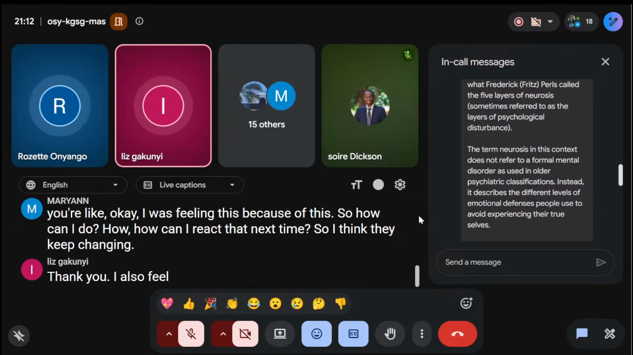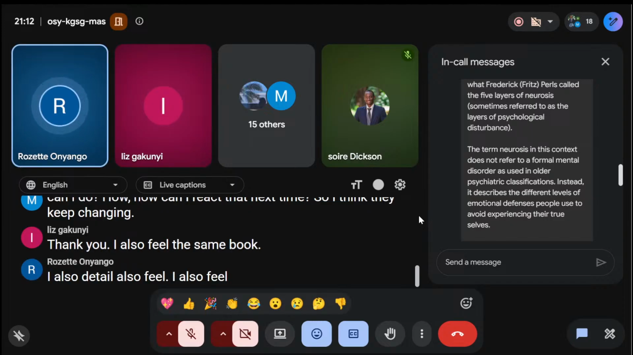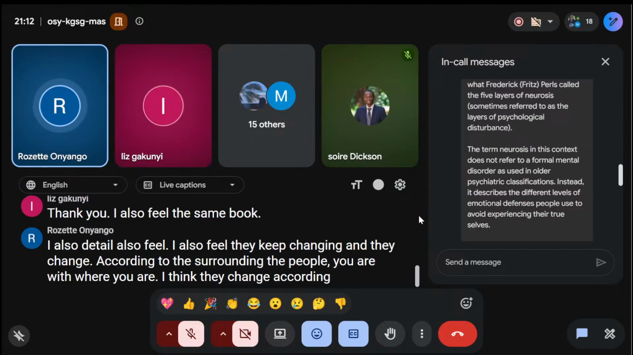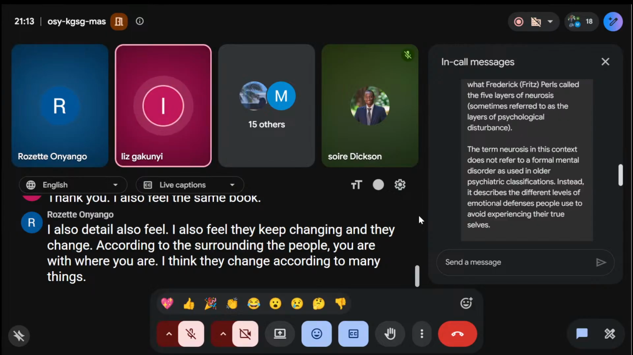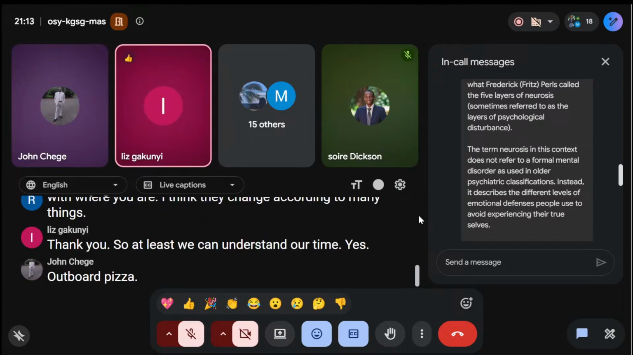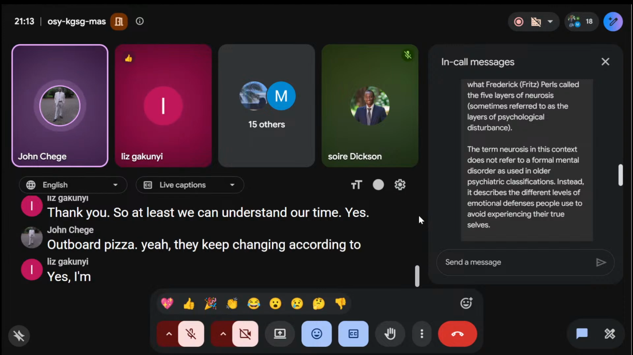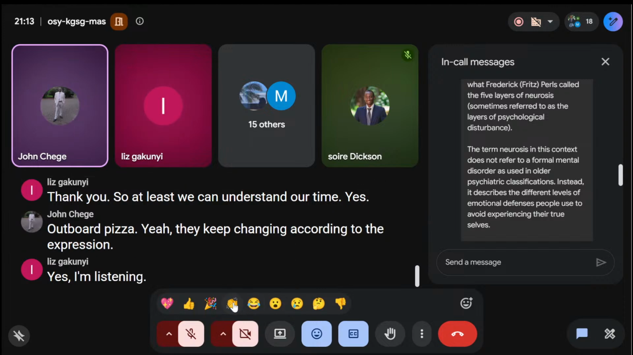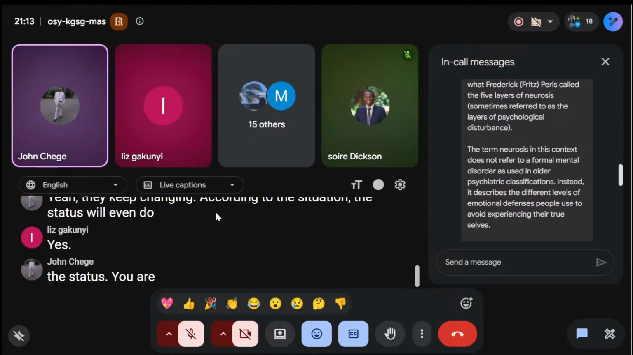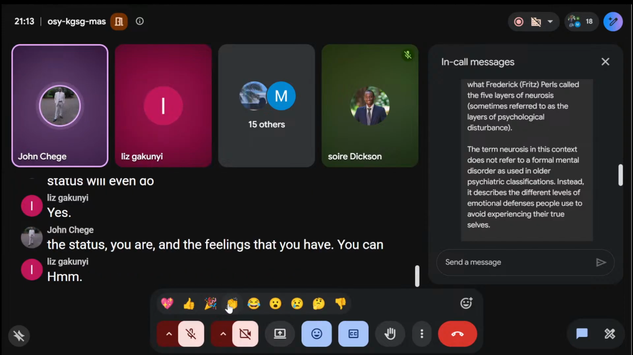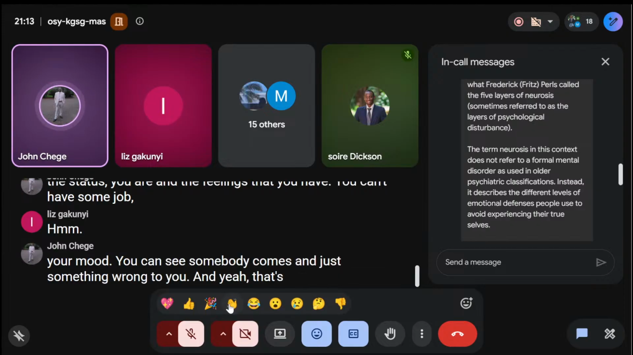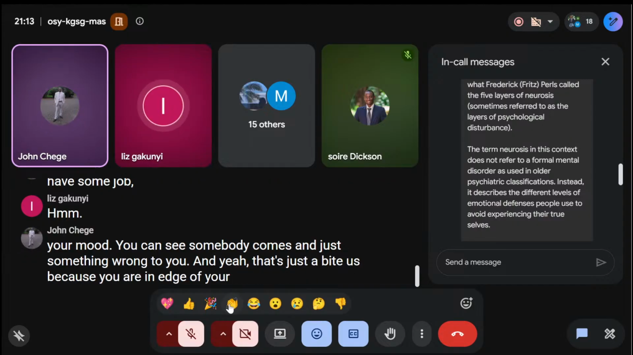Thank you. Teacher, I also feel they keep changing, and they change according to the surroundings, the people you are with, where you are. I think they change according to many things. Thank you. So at least we can understand our client. Yes, they keep changing according to the situation, the status you are in, and the feelings that you have. You can have a jovial mood. Somebody comes and does something wrong to you, and you say, that's just a bypass, because you are in a jovial mood. Yeah, my take.